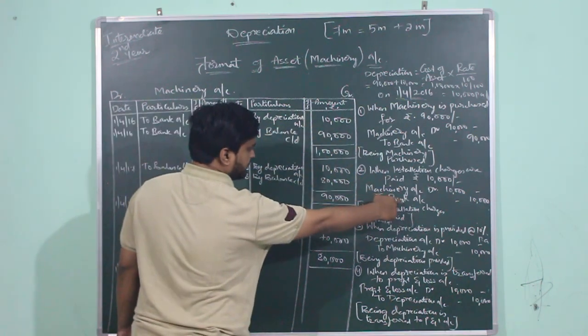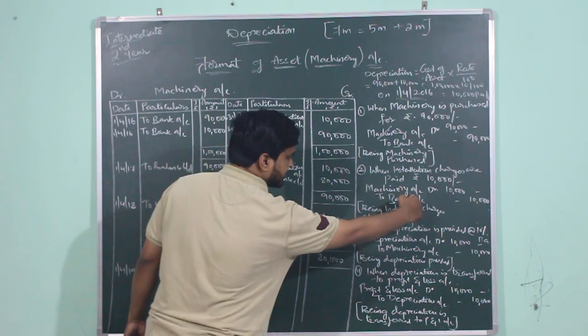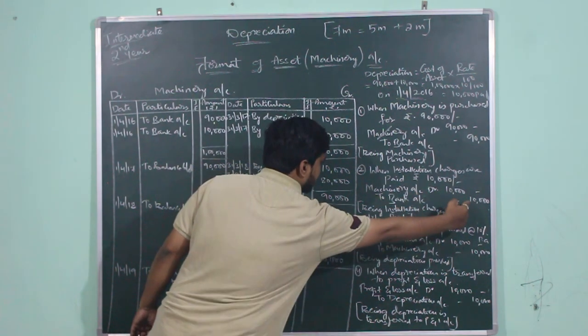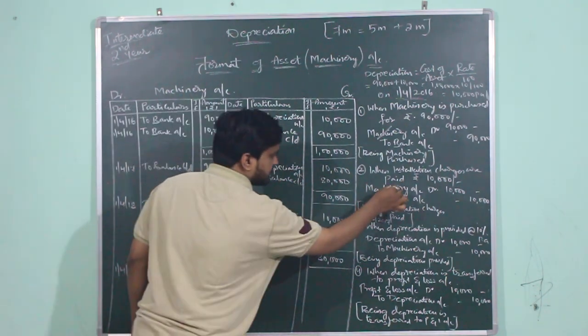Next, when we have paid for installation charges, the entry that we recorded was machinery account debit 10,000 to bank account 10,000. So again we are preparing the machinery account, so we are not going to write the name of the machinery account.